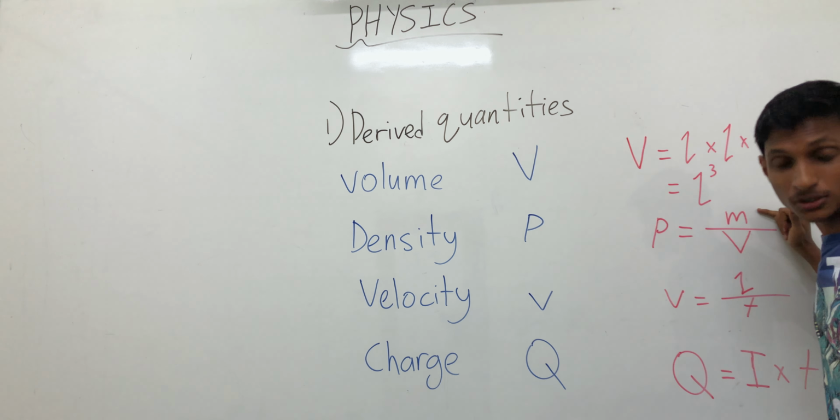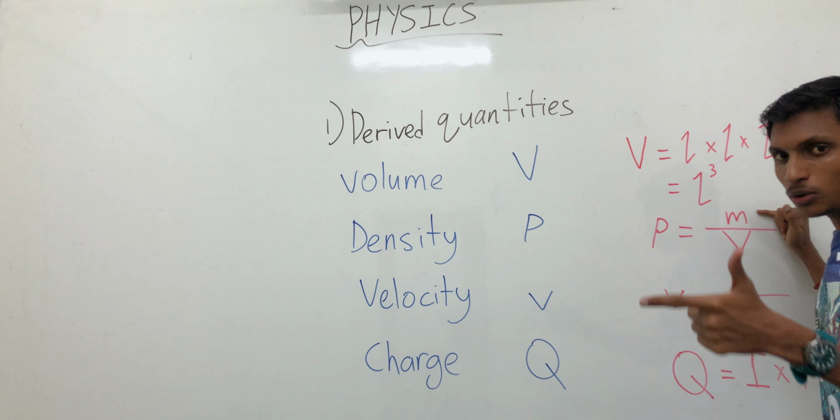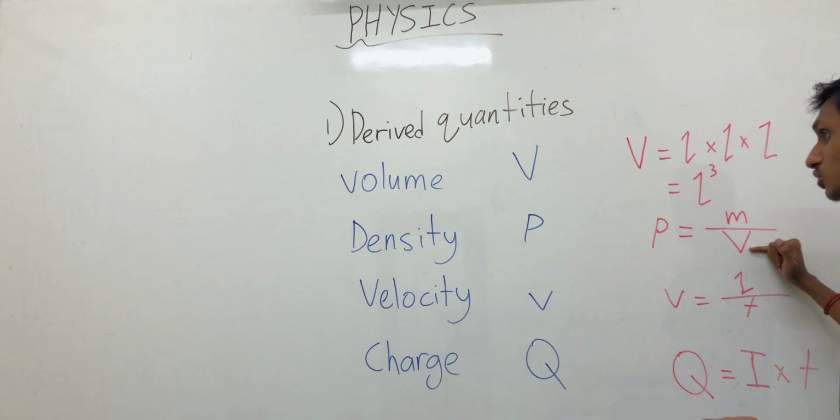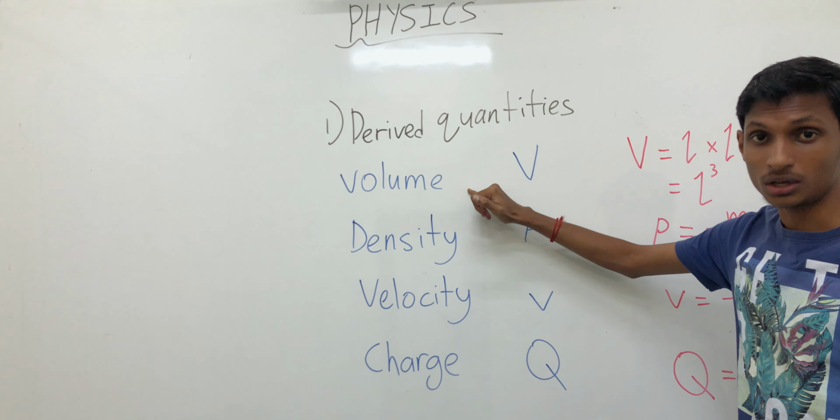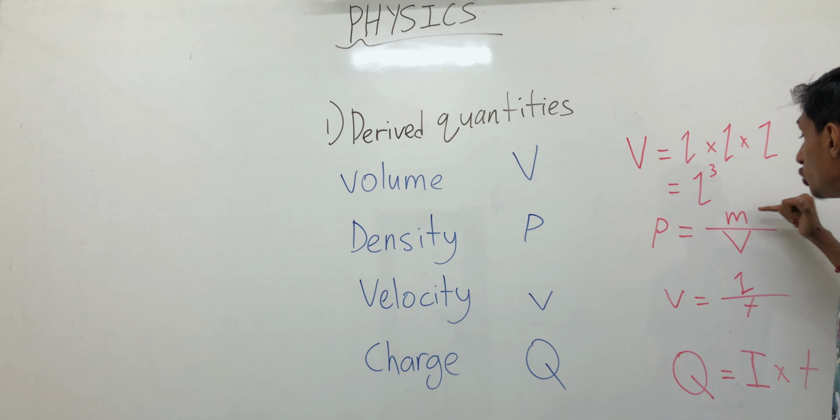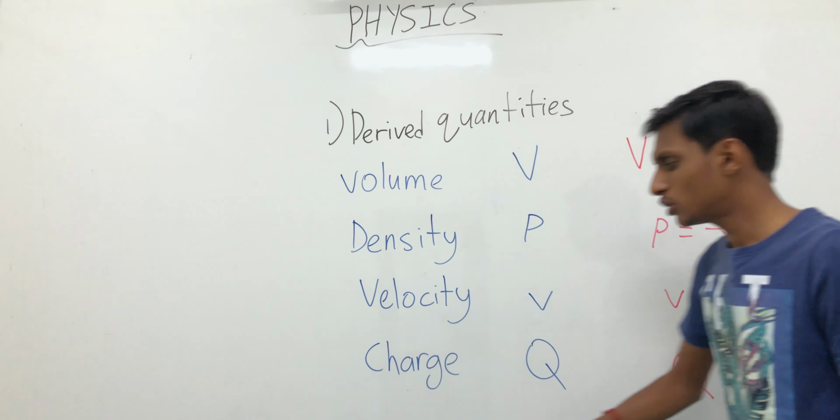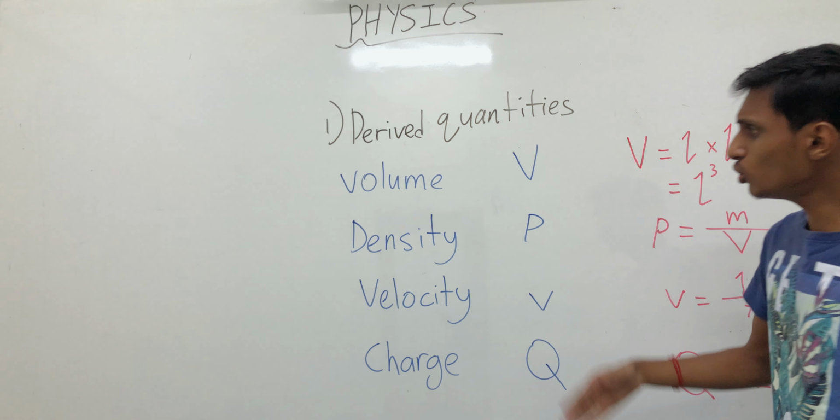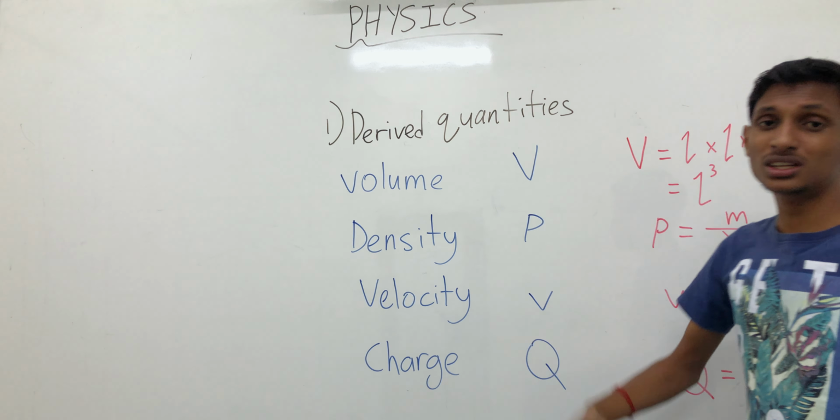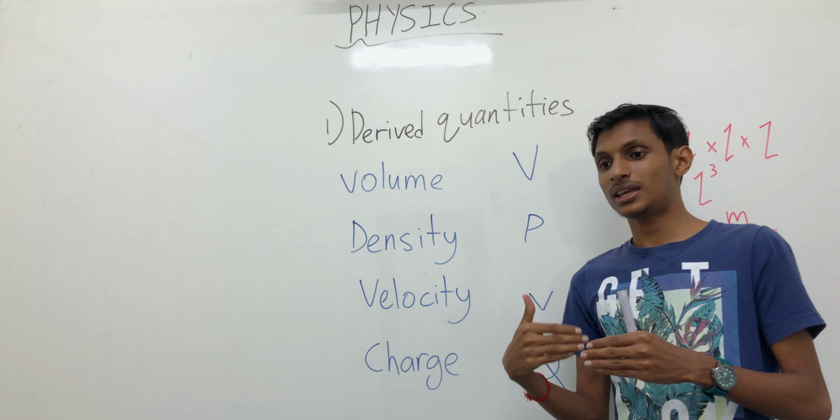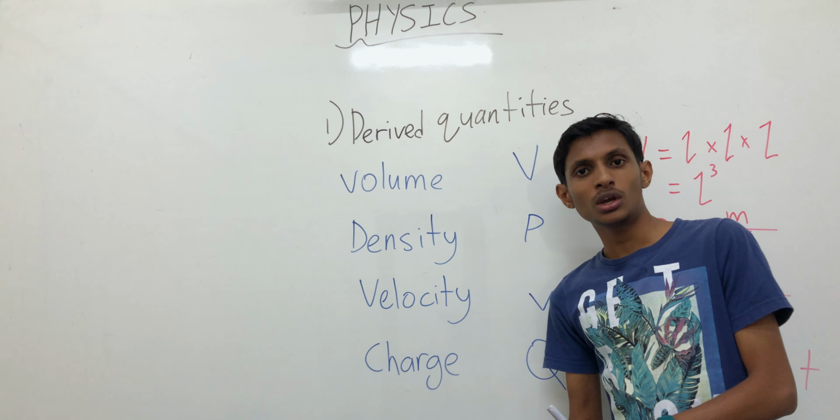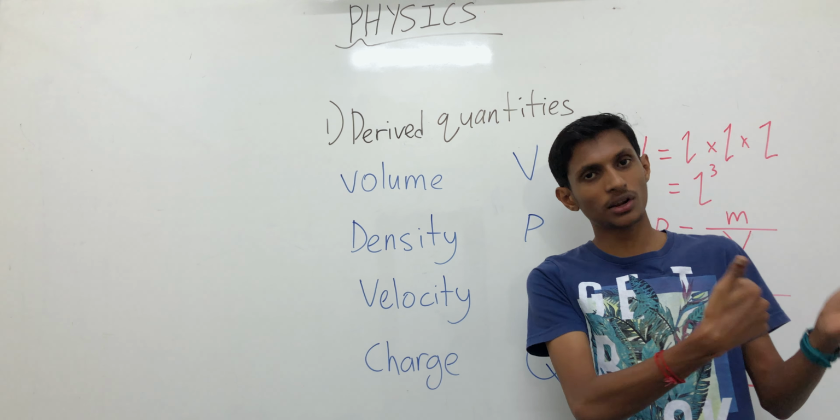So mass, what is mass? It's a base quantity. And what is volume? Volume is a derived quantity. Whatever it is, we are still using mass. Now you might say, we are using a derived quantity, so does that mean we can get a new derived quantity from another derived quantity?